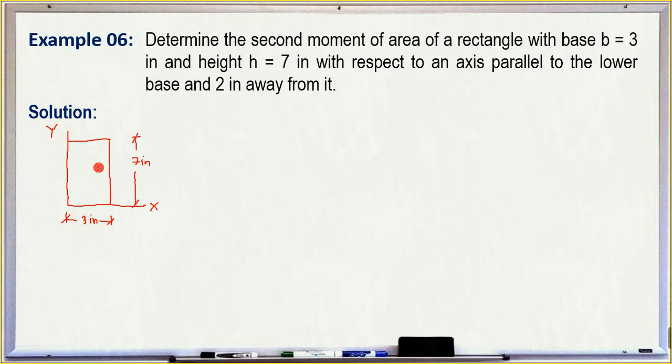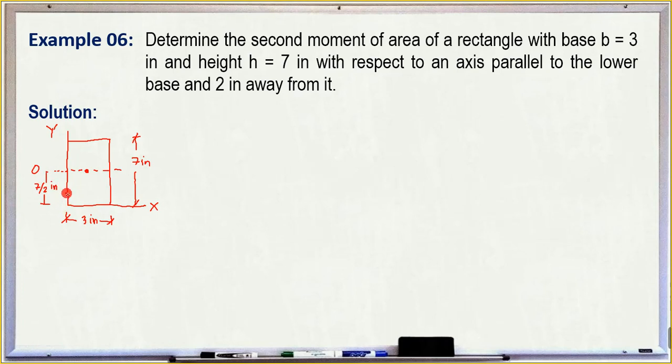So we all know that the centroid is here. So this is axis O. So this is half of the height. So this one is equal to 7 divided by 2 inches.